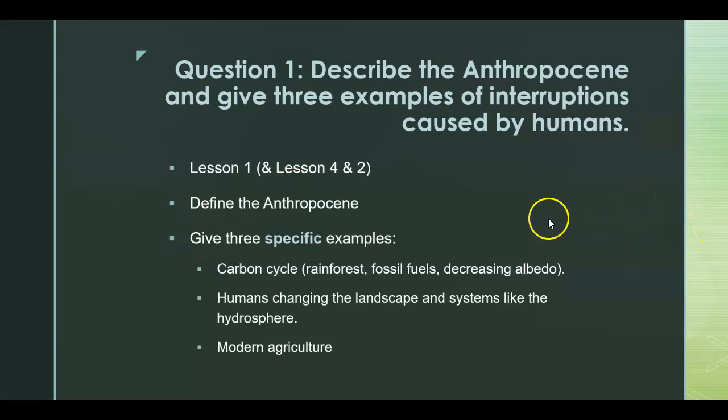So basically, if you stop right now and you look up the Anthropocene, get a sentence on that, and then you give 3 specific examples, talk about what they mean, then you will get full points on this question.